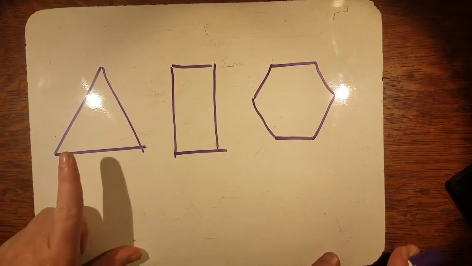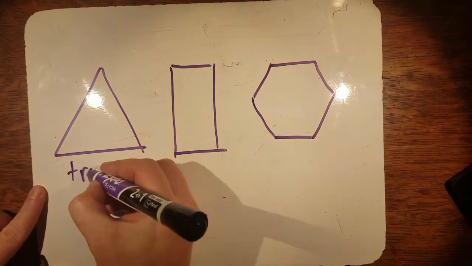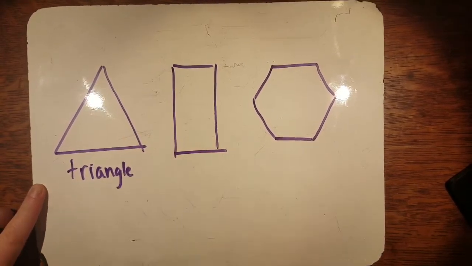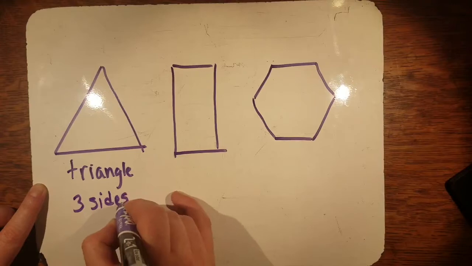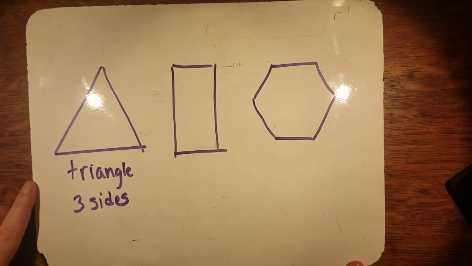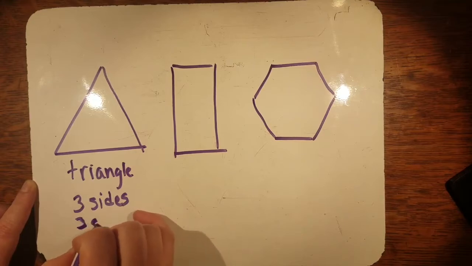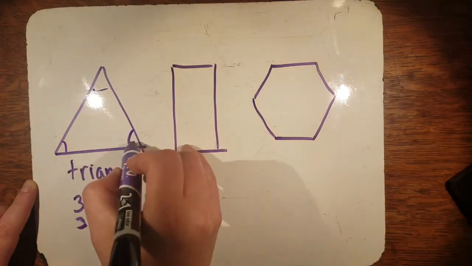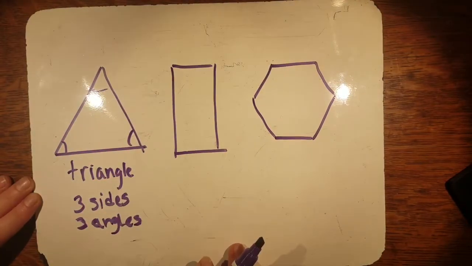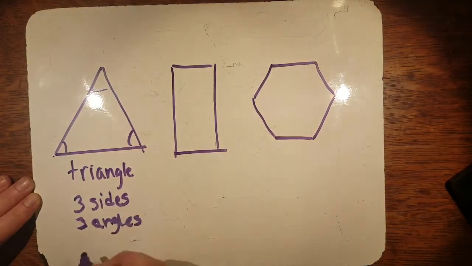So what is this shape? Yeah, of course, it's a triangle. And how many sides does a triangle have? Yes, you got it, it has 3 sides. How many angles does a triangle have? I even said it to give you a hint. Triangle. We have 3 angles. How many corners does a triangle have? It has 3 corners.